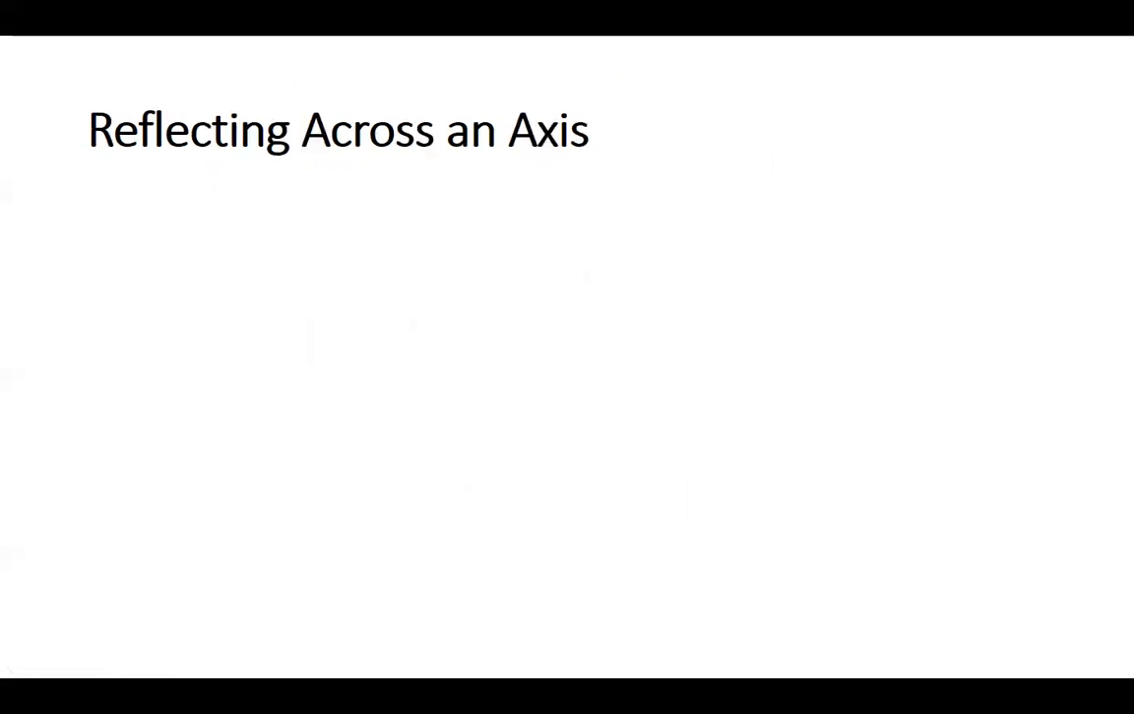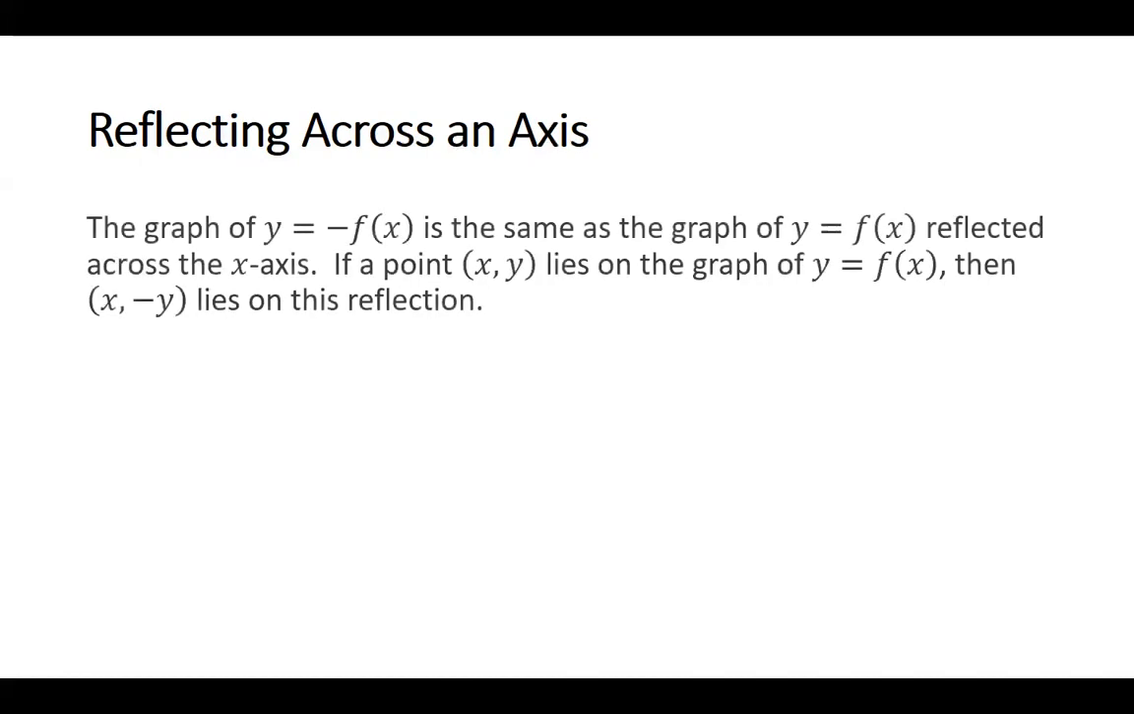Continue on, reflecting across an axis. Now, if you remember with the vertical and horizontal stretching and shrinking, we always had those values greater than 0. We gave you values greater than 1, and we had between 0 and 1, but we didn't allow it to go negative. And that's because when you go negative, you are reflecting across an axis.